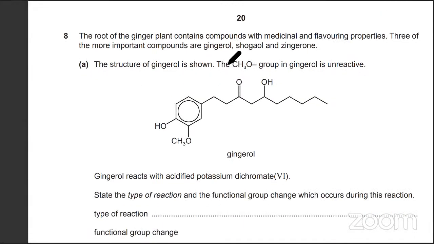2 hours. So now you've got this molecule saying that it reacts with potassium dichromate(VI). So that is obviously oxidation. So what will happen in this oxidation?